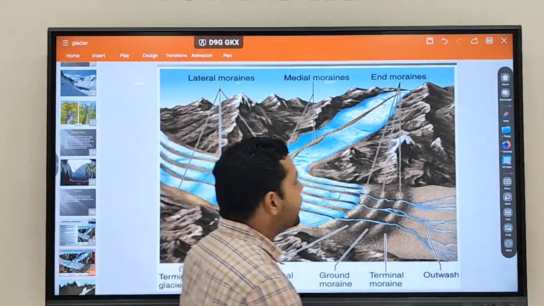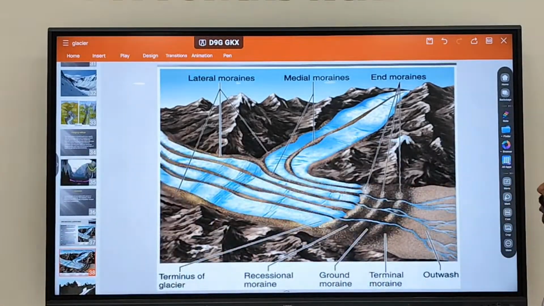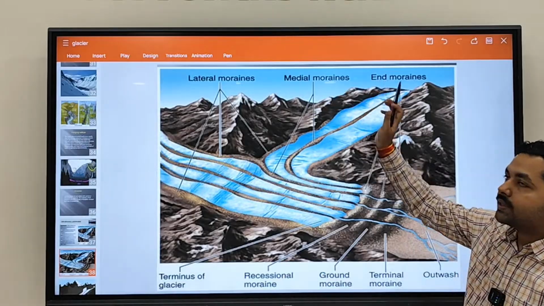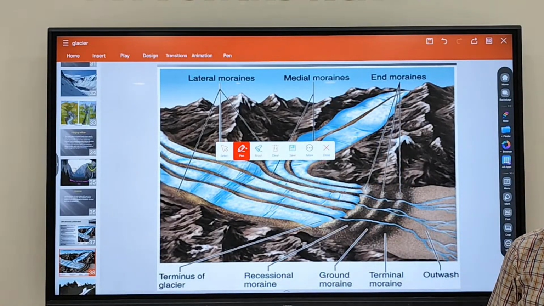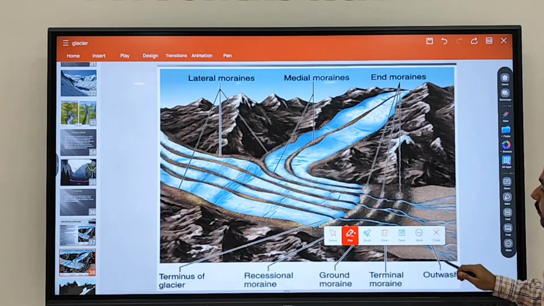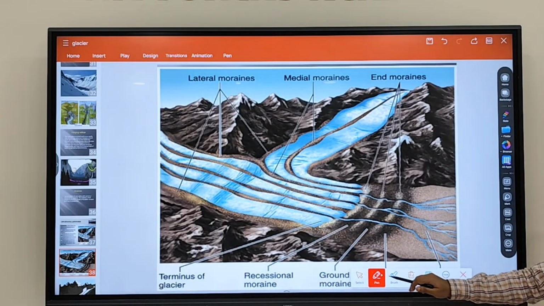Clear? So moraines can be classified into three different types also: lateral moraines, medial moraines, and end moraines. You can see this type of moraines. That's why moraines can be found in highland also and the lowland also.